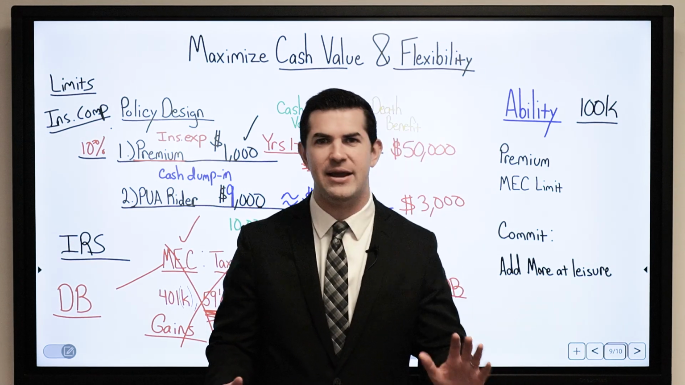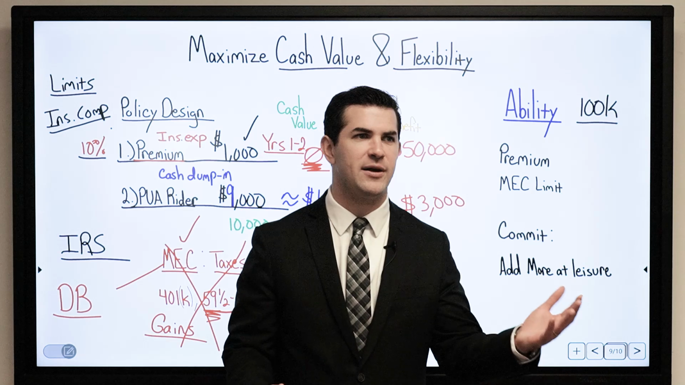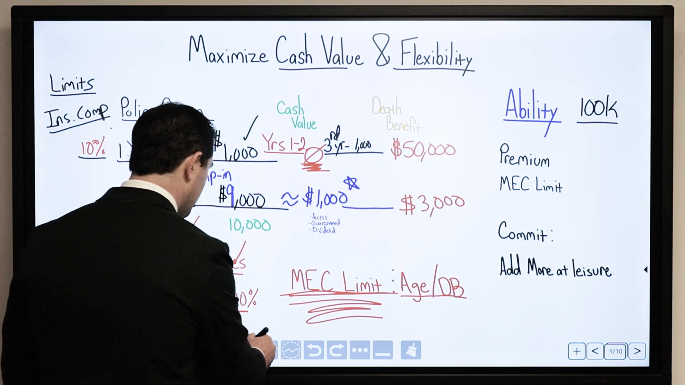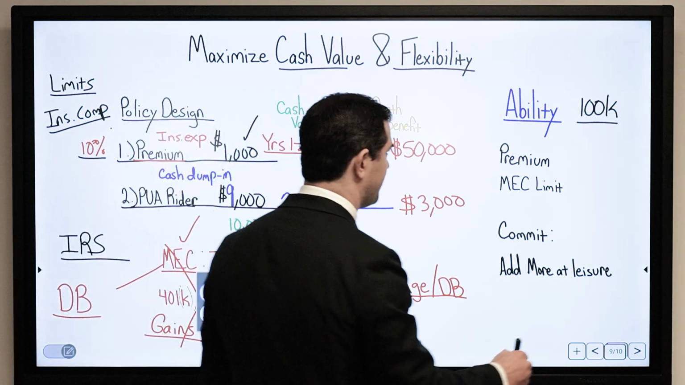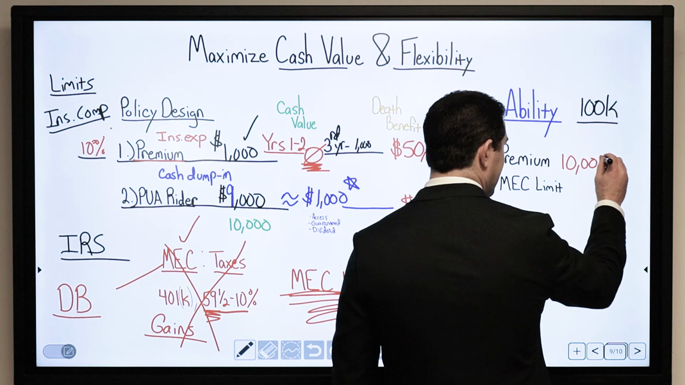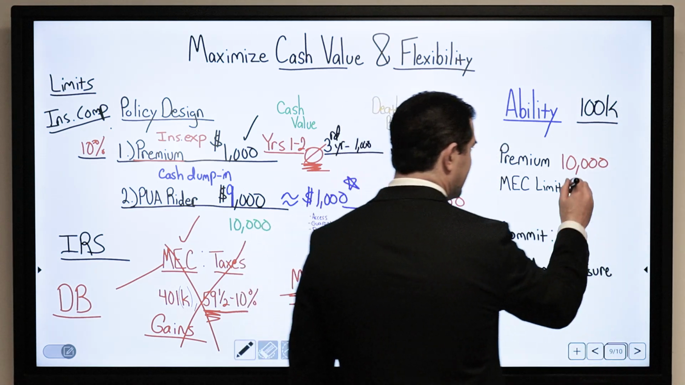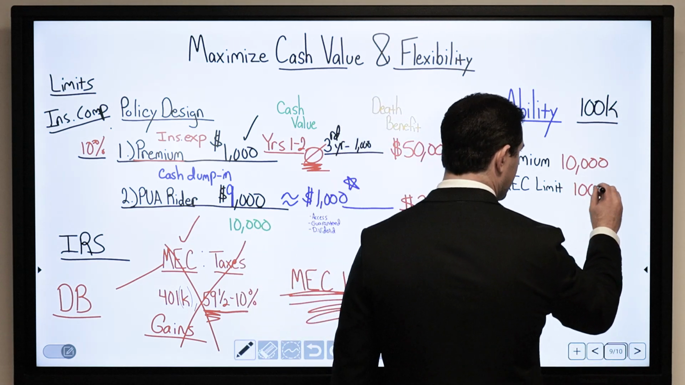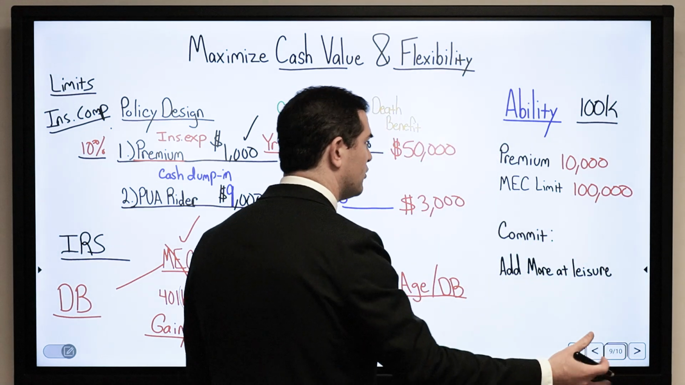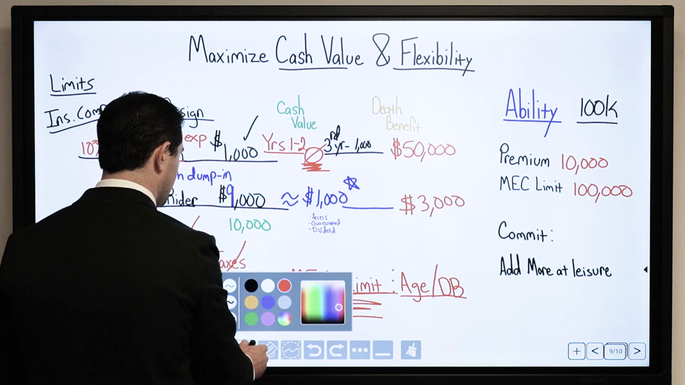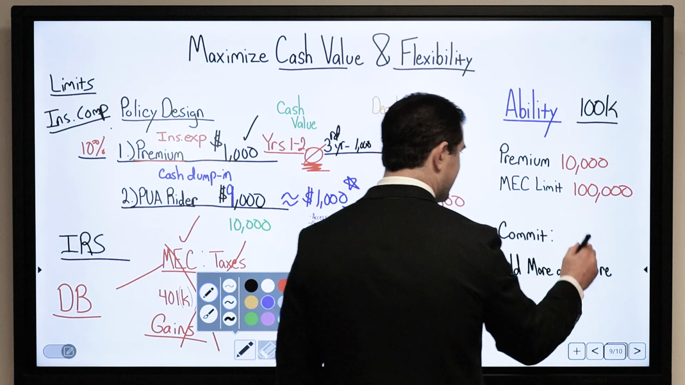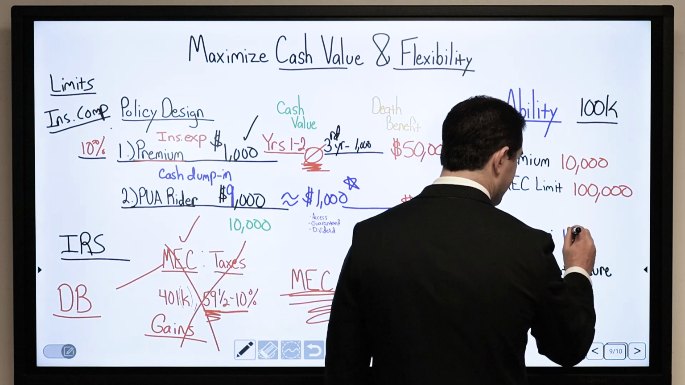I want the ability to pay in this much, but I don't want it to feel like a burden and get this huge bill every year. Same thing if it's $1 million. So in the policy design here, we can set the premium at approximately $10,000. The MEC limit at $100,000, maybe a little bit higher. If we want to fund for a long time, we'll overinflate this. But what this allows me to do now is commit to approximately 10K.